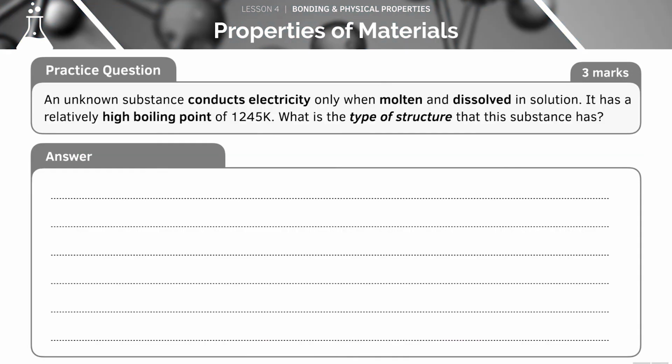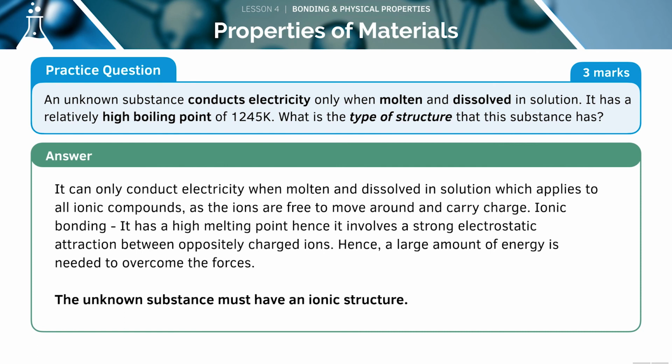Now let's have a look at this practice question together. Pause the video now to attempt it on your own. Here, we can see that because it can only conduct electricity when molten and dissolved in solution, this applies to all ionic compounds, as when they are molten or dissolved, the ions are free to move around and carry a charge. Also, it has a high melting point.